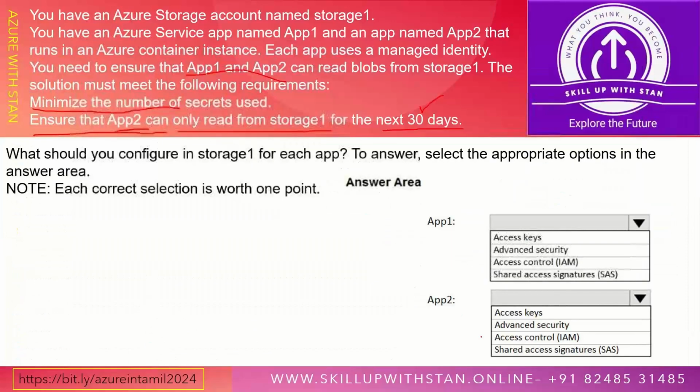So shared access signature is the right option for App2, because they want to have time-bound access for the next 30 days. And for the first one, they want to minimize the number of secrets, so access keys are the right one. So this is the right answer for App1. And for App2, shared access signature, because they want to give access only for 30 days for the application towards the storage. So these are the two right options. You have to choose from the drop down.